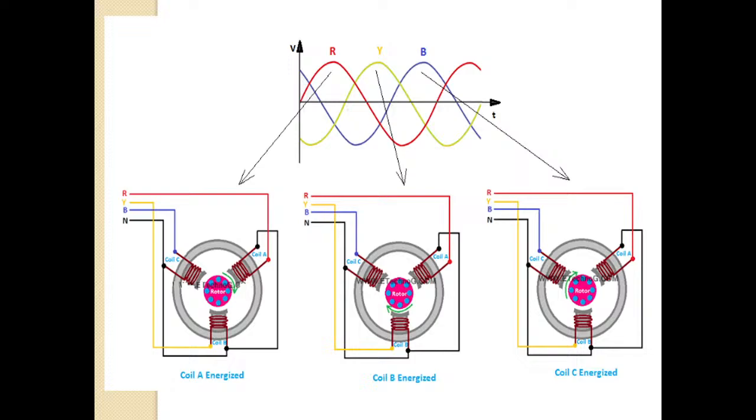So here, we can say the induction motor works on the principle of the transformer. Here, stator windings are acting as the primary winding, and rotor windings are acting as the secondary winding.